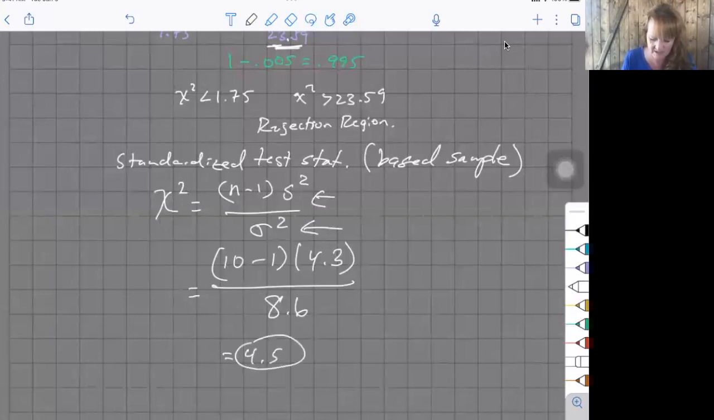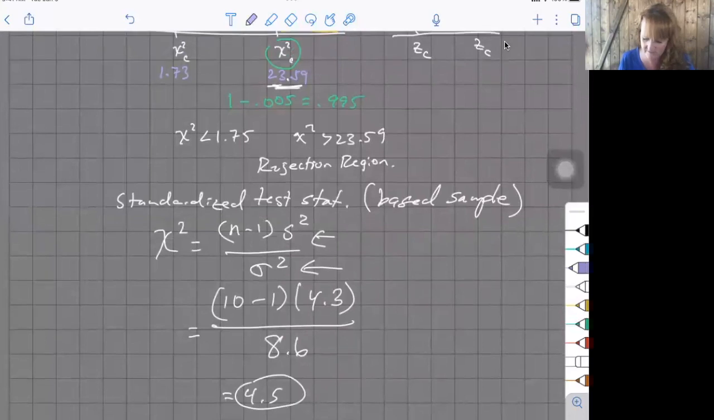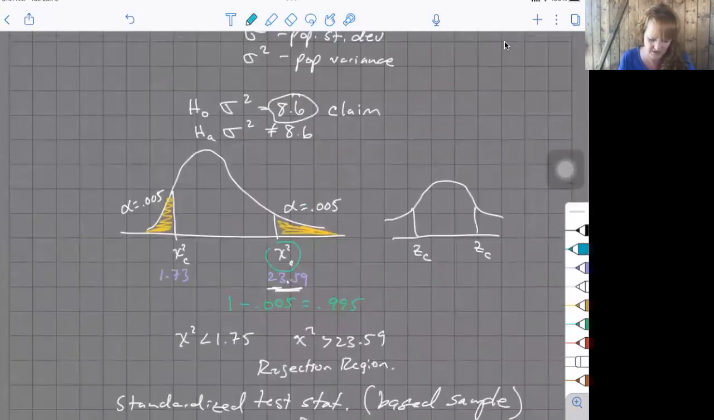So let's go see where that is on the graph. Let's put that in this blue, 4.5. So if this is 1.7, this is 23, 4.5 is about here. So that's in the inside of the curve. So this is going to be a fail to reject H naught. So if it was in the yellow region, then you would reject H naught. But if it's in the inside of the graph, we're going to fail to reject H naught.